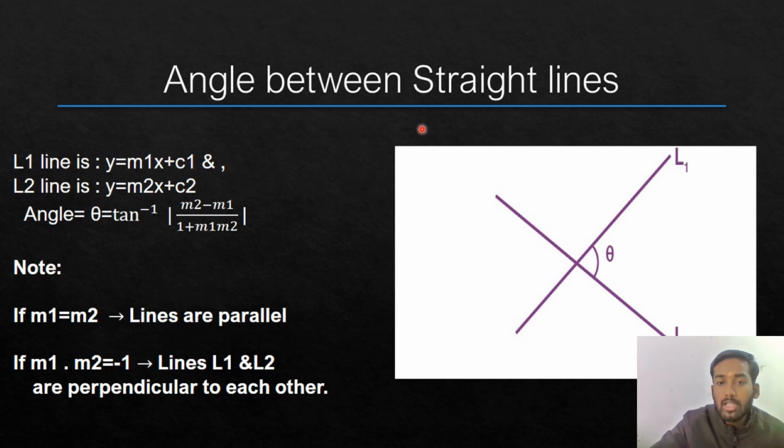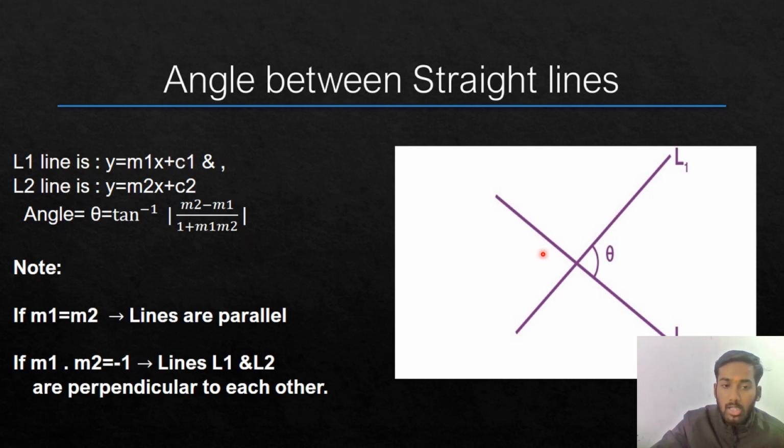Now the angle between straight lines. If the L1 line is y = m1x + c1 and the L2 line is y = m2x + c2, then we can find the angle theta. Here it is, this line and this line. The angle theta between the lines we can find by the formula theta = tan inverse of (m2 - m1) divided by (1 + m1 m2).